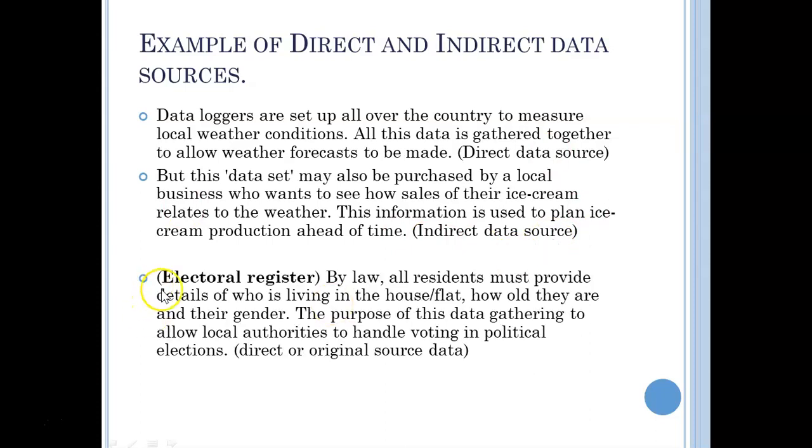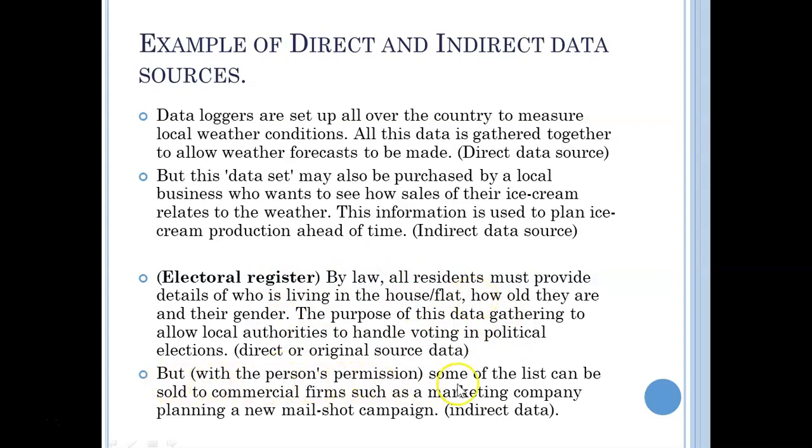If you look at another example, the electoral register. By law, all residents must provide details of who is living in the house or flat, how old they are, and their gender. The purpose of this data gathering is to allow local authorities to handle voting in political elections. So this is an example of a direct data source. This information is collected for the purpose of voting.